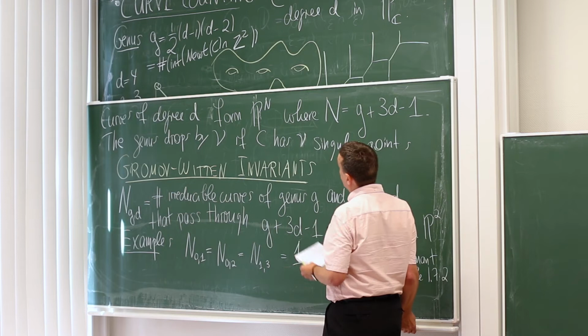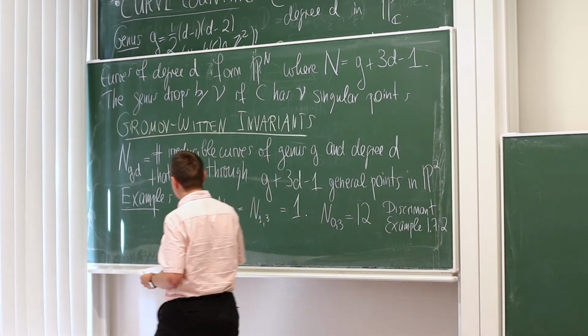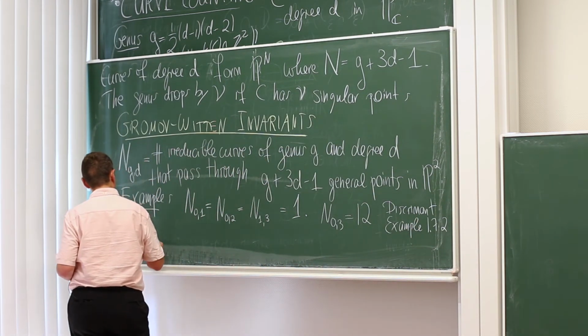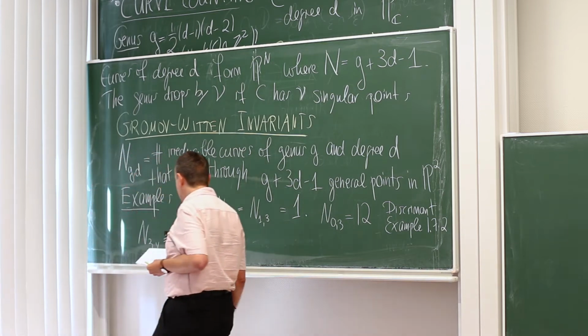Now let's move on to our quartic curves. So N34, well, this is the general case. In the general case, it's always 1, right?